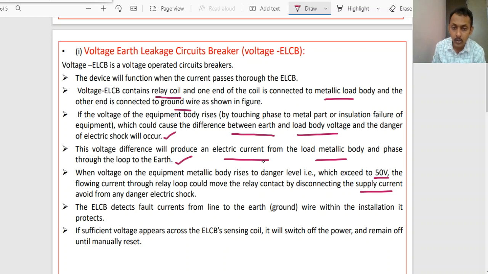Like this, the relay gets operated. If there is any voltage difference existing, then the relay contact will disconnect the supply current, and it will prevent human beings from the shock, right?